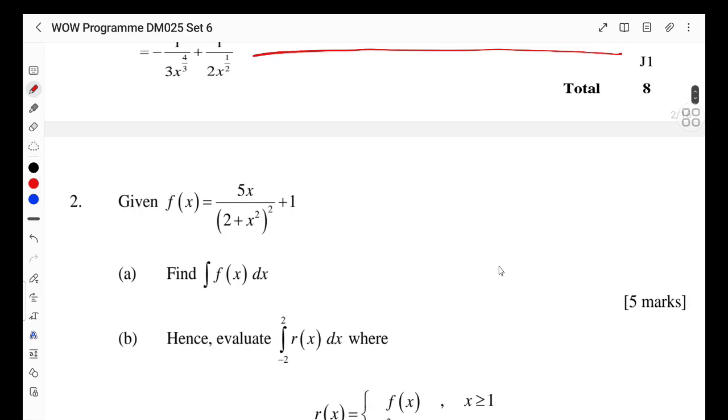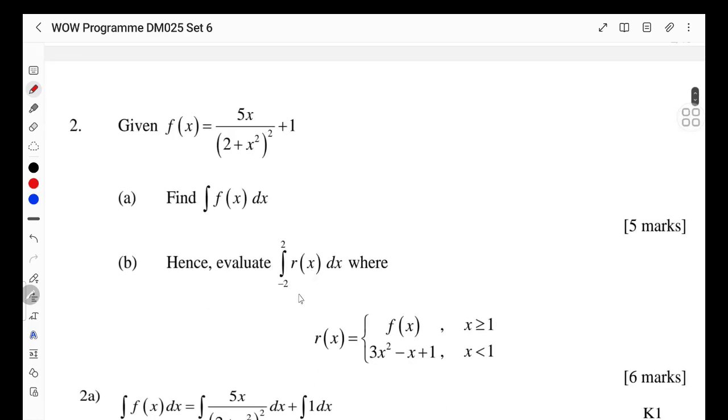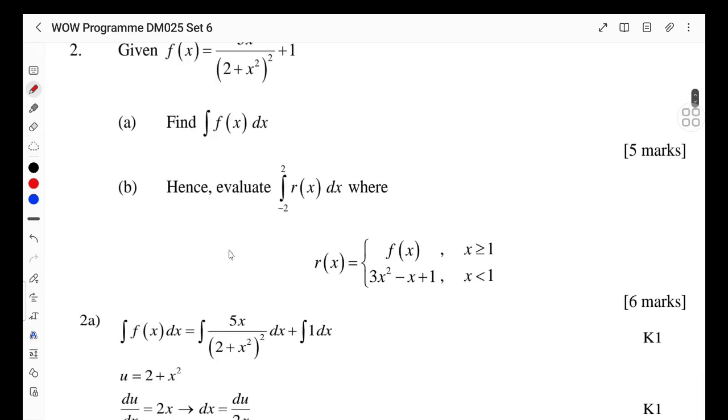Next, we look at question 2. Given that f(x) is 5x over 2 plus x squared, plus 1, they want you to find the integration of f(x) dx and also evaluate the value of the integral of R(x) from negative 2 to 2. Where R(x) is function f(x) when x is greater than or equal to 1, and then this quadratic function if x is less than 1. So we look at question 2a first, to integrate this f(x) function.